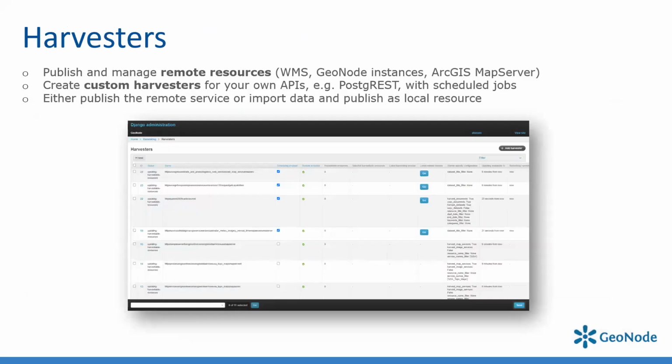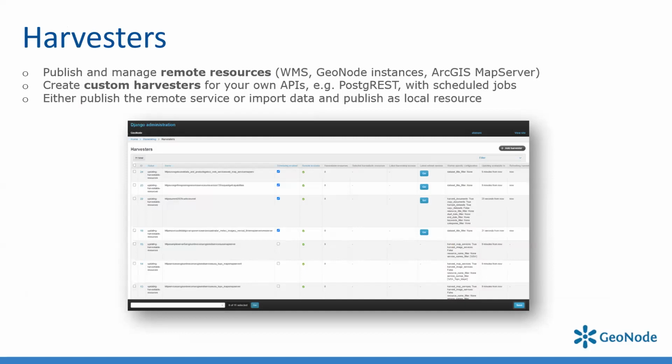And we have created the harvesters in GeoNode 4. This is a completely new concept that extends and expands what we had with the remote services in GeoNode 3. Now we have the ability, as before, to harvest, publish and manage services from remote resources: WMS, other GeoNode instances, and ArcGIS map server.